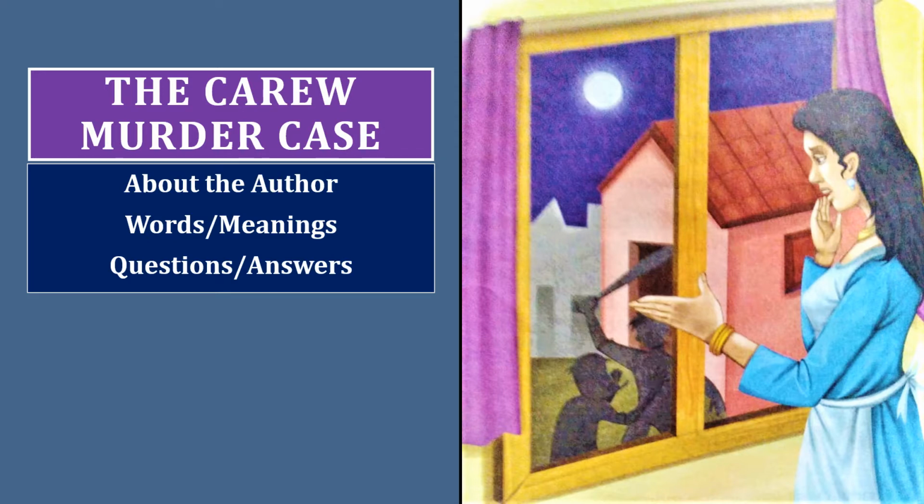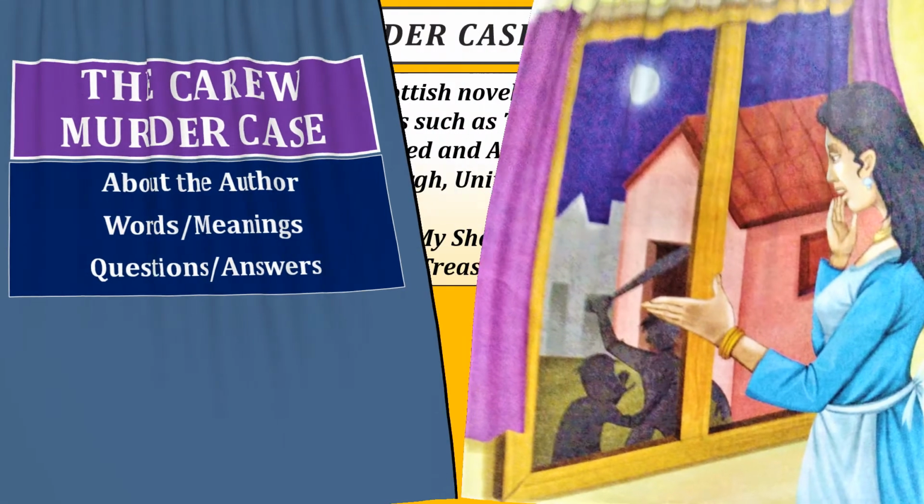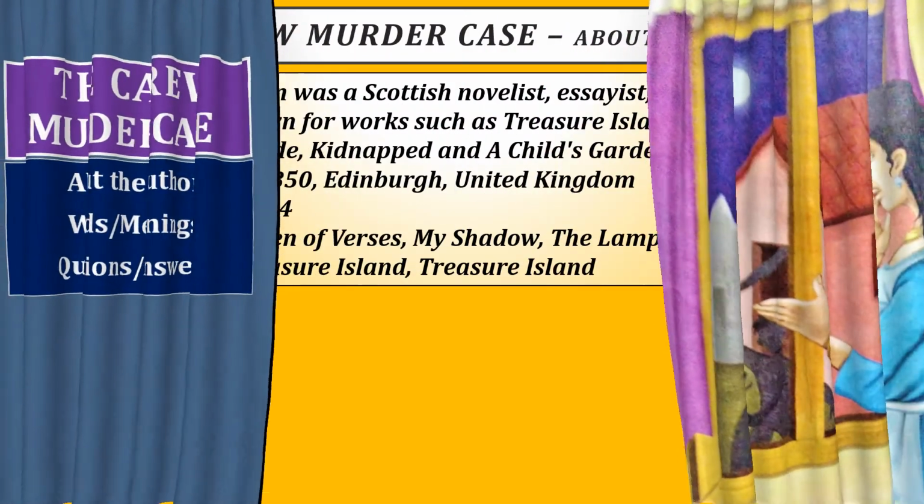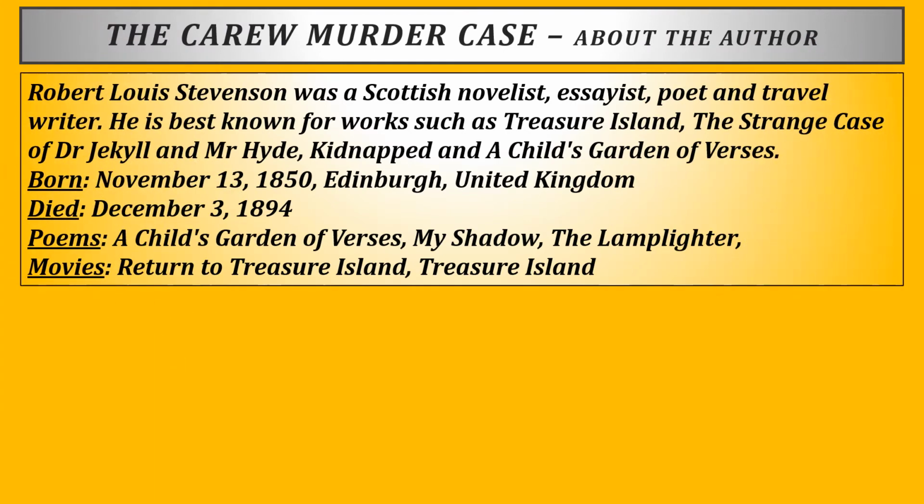This lesson is the fourth chapter of the novel The Strange Case of Dr. Jekyll and Mr. Hyde, written by Robert Louis Stevenson. Robert Louis Stevenson was a Scottish novelist, essayist, poet, and travel writer. He is best known for works such as Treasure Island, The Strange Case of Dr. Jekyll and Mr. Hyde, Kidnapped, and A Child's Garden of Verses.